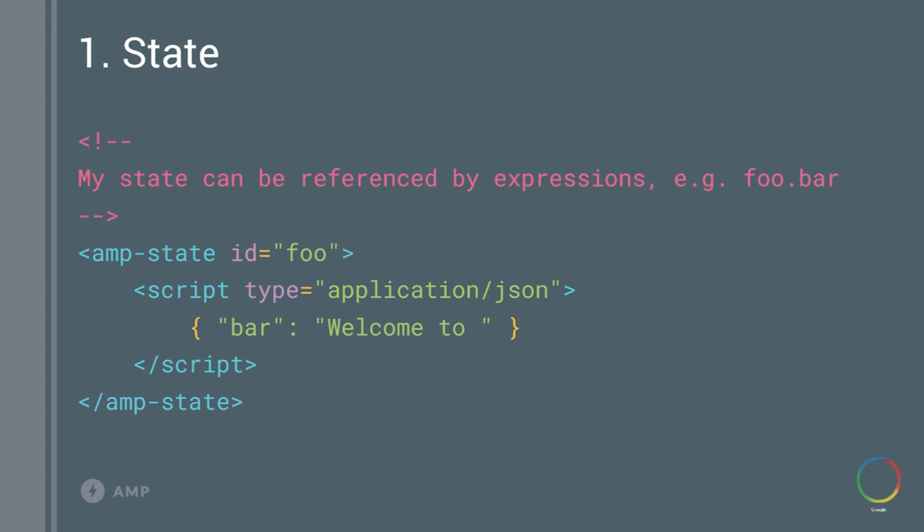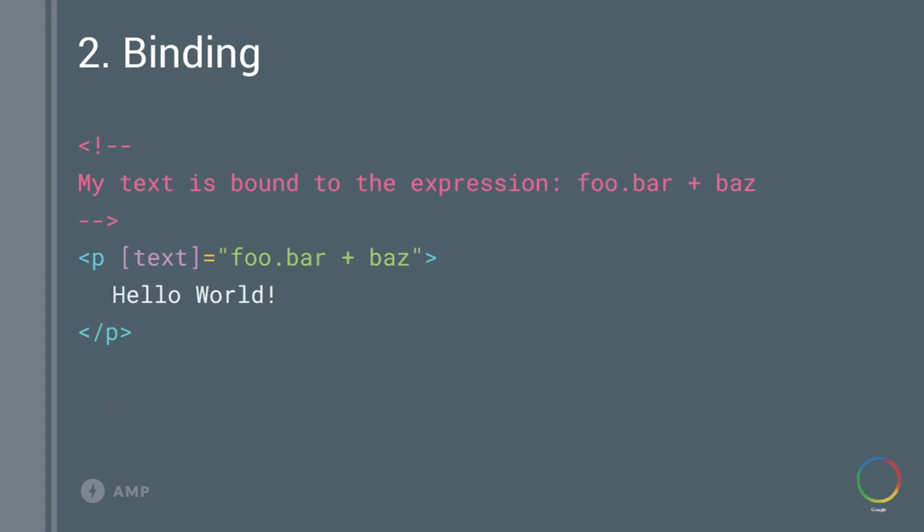Using AMP bind, you will be able to define a JSON-style data structure in AMP state. In this case, let's see. We have a namespace called foo with id equals foo, an object with bar equals "welcome to". I think you can get this from this picture. The next step is data binding. Let's think of having a p tag text object with hello world as a default value, and we want to change the text by the state of the page. In this case, surround the text attribute with brackets and say, in this case, the value would be foo.bar plus baz.